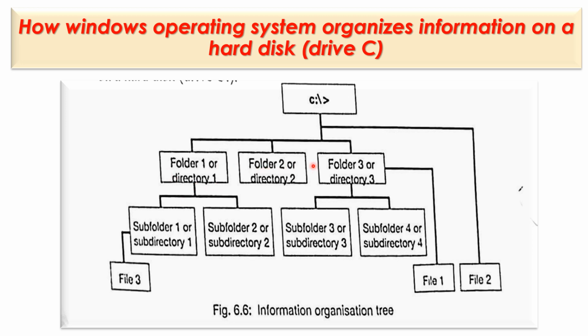Folders are found in drives. So for example, in drive C, you can find the first line of folders, but inside those folders, you can also find other folders. And inside those folders, sometimes you can also have other folders, or else you can have files, your files. So that's how information is organized in drive C.